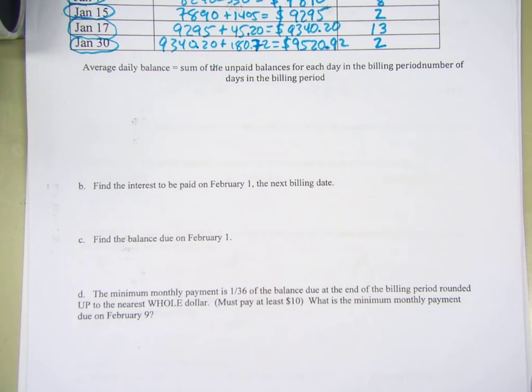Does anyone have the correct balance yet? Is it 22,000? Did you divide by 31 yet? Oh, 31. Well, in the example, it was divided by 12 because there were 12 numbers. Here we have 31 numbers.